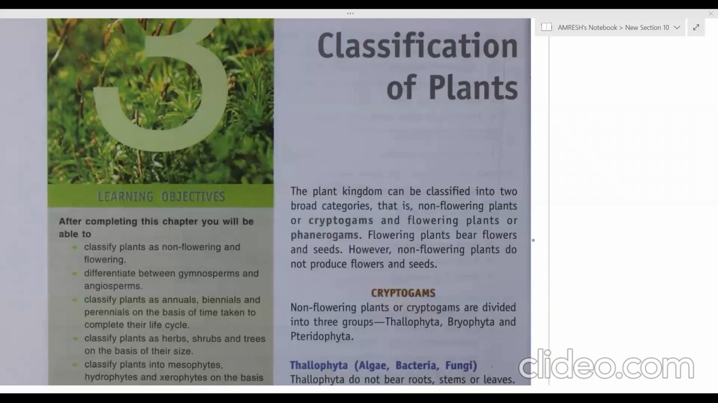So, we are going to start a new chapter. It is classification of plants. In the previous class, we have learned what are the importance and advantages of classifying organisms on the basis of their similarities so that it will be easy for having a study on them and it will also avoid confusion.